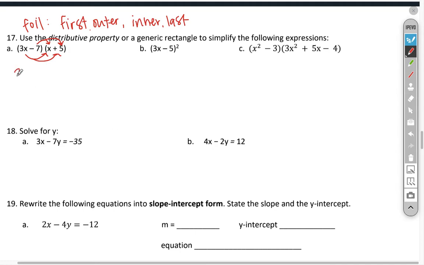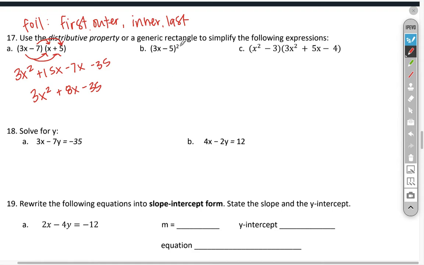That's going to give us 3x squared. All right, and then we have 3x times 5. That's going to give us 15x. Negative 7 times x is going to give us negative 7x. And then negative 7 times 5 is going to give us negative 35. So we just combine like terms. So we have 3x squared. 15x minus 7x is going to give us 8x minus 35.